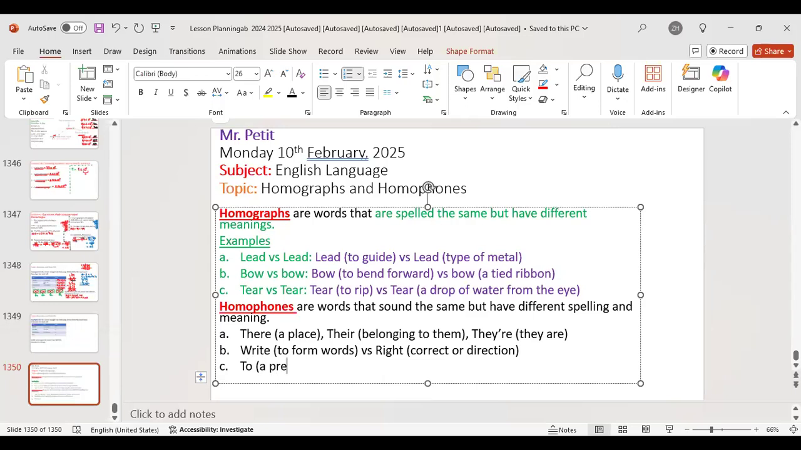Air and heir. Oh, that's a good one. Air and heir, two and two. Like the air that we breathe and like heir to the throne. Yes. And ear, as in what you hear with. I like that.